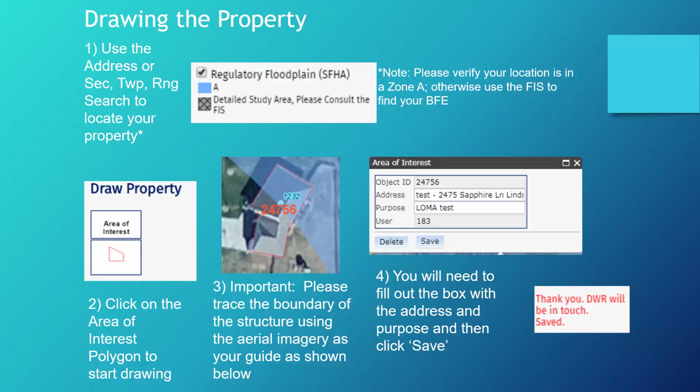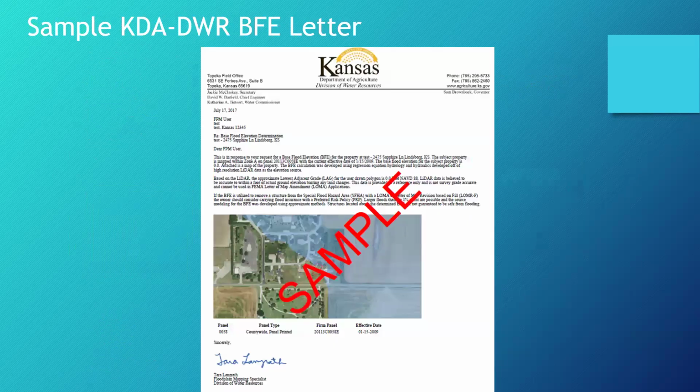And then once you're done drawing, a pop-up box comes up that asks you about the address and what the purpose of your request is. The purpose of your request helps us to determine what the best approach is to calculating the base flood elevation. And then you hit save, and then you get a note that we'll be in touch. So it's very simple. And we may reach out with clarifying questions as well.